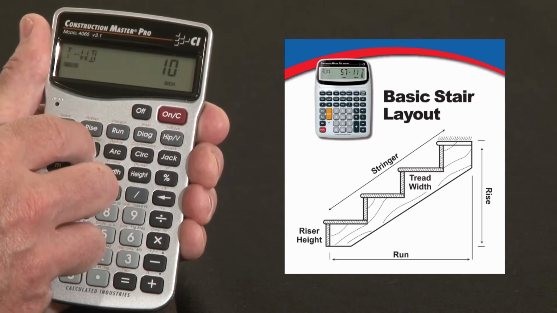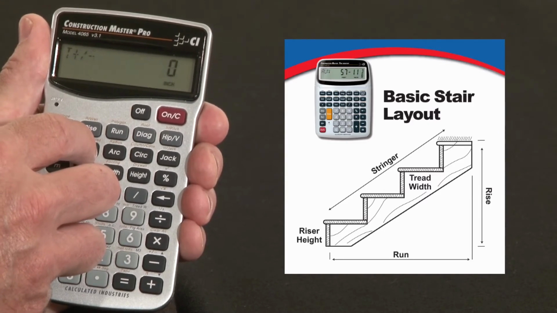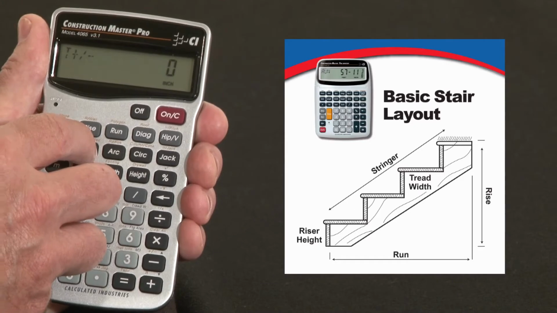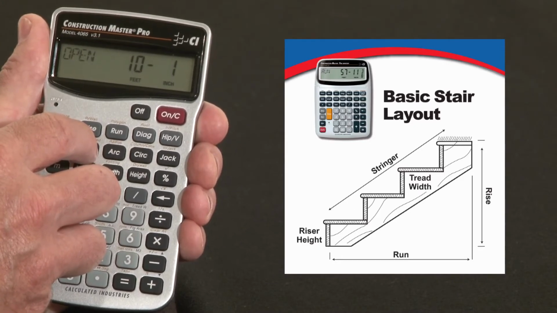Press it again, tread width 10 inches. That's the default tread width, so there's no adjustment going to be needed there. There's going to be 14 of those treads. Again, there's no adjustment required. The stairwell opening is 10 feet 1 inch.